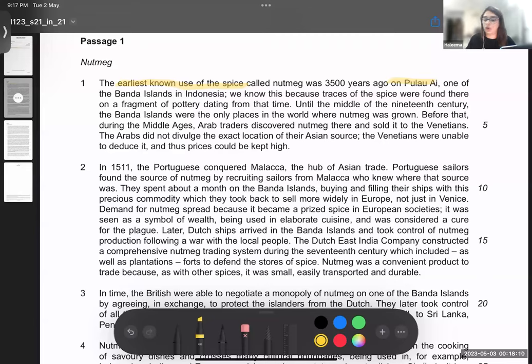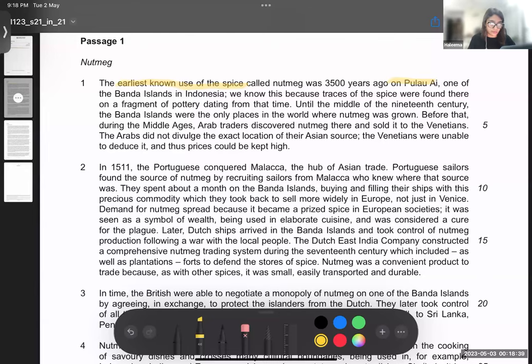So if they're talking about the uses of nutmeg in modern times, that has more content points if you look at the passage altogether. All right. So we're going to go over the entire passage right now and we're going to mark down all of the content points. And you can see exactly what I mean by an uneven amount of content points. All right. So the first content point that we have is the earliest use was on the Palau Ai, which is one of the Banda Islands in Indonesia. That was our first point.